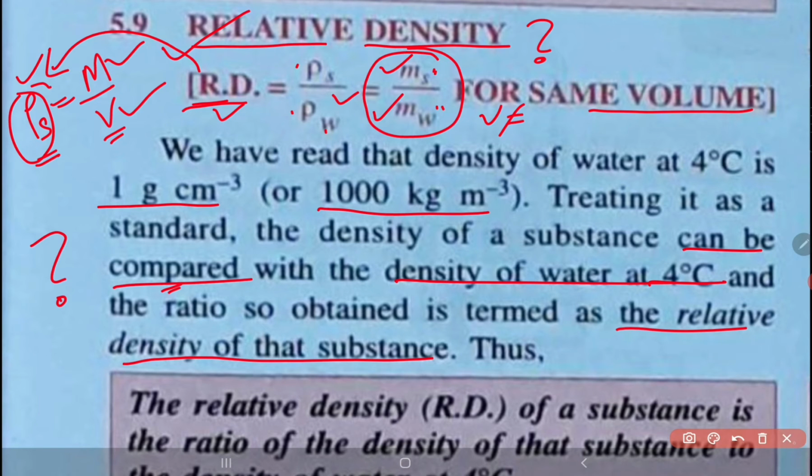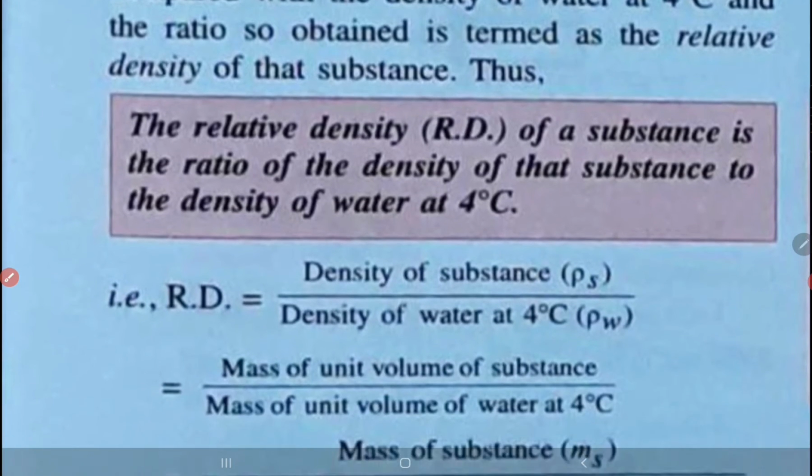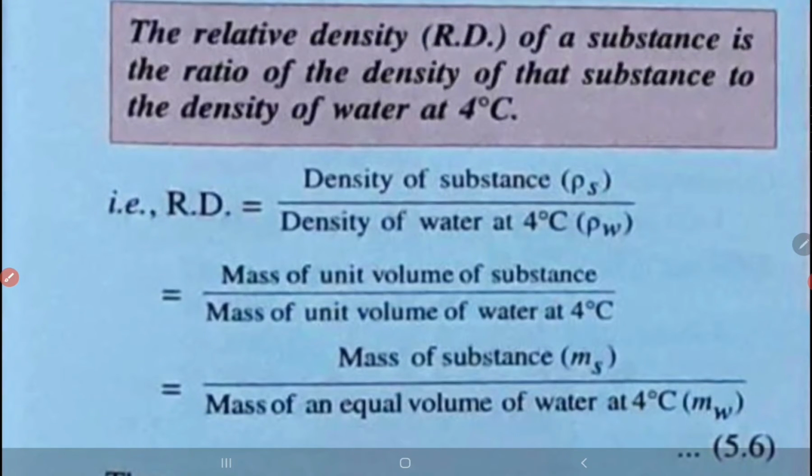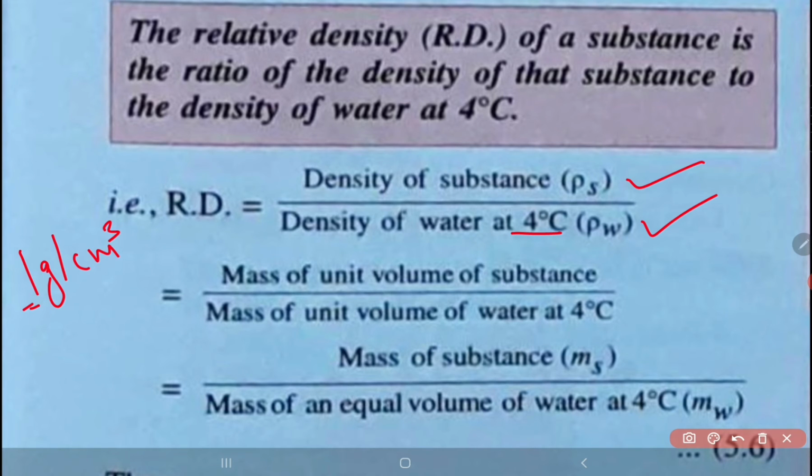Now let us go to the definition of relative density. The relative density RD of a substance is the ratio of the density of that substance to the density of water at 4 degrees Celsius, right? So it is just a comparison. Here relative density is the ratio or comparison between the density of the substance, which is rho s, upon the density of water at 4 degrees Celsius. Why 4 degrees Celsius? Because the standard value at 4 degrees Celsius is 1 gram per centimeter cube, right? If I take the value 1, it will be easier for me to calculate, right?